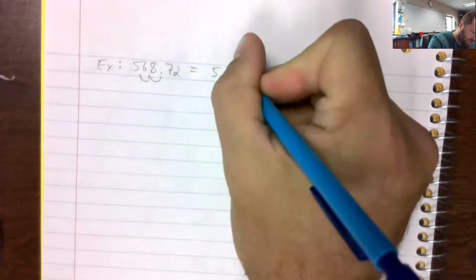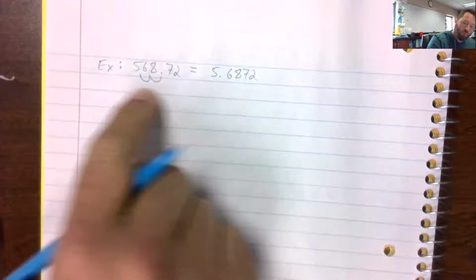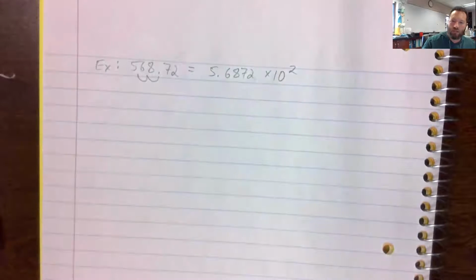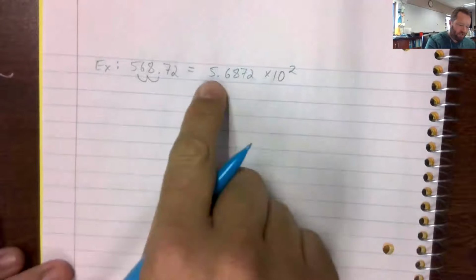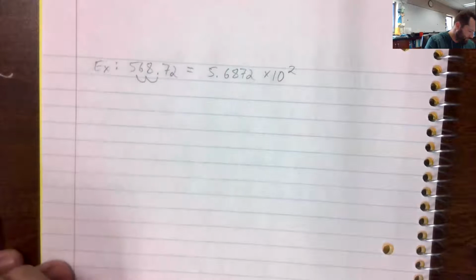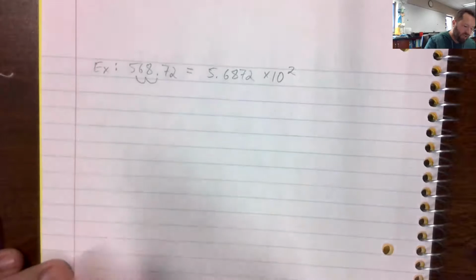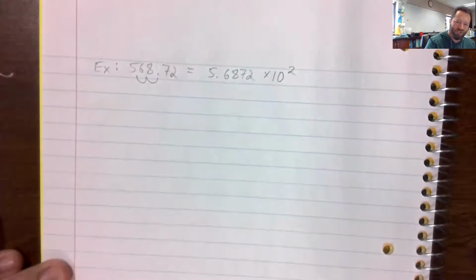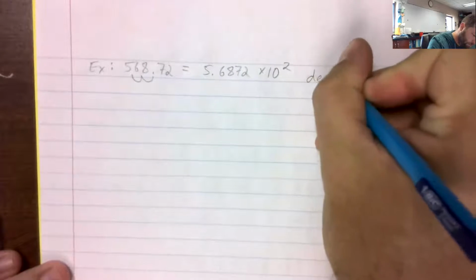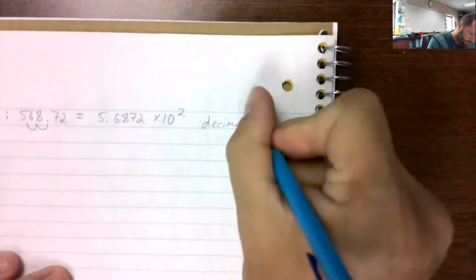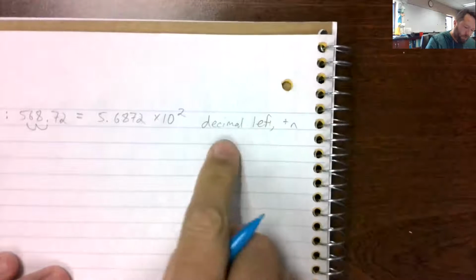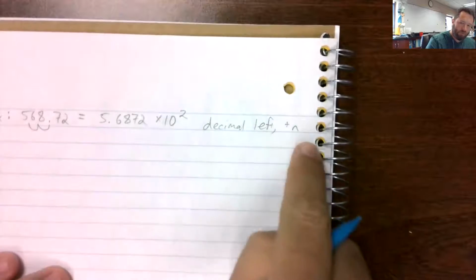So 5.6872. Because we bumped it twice, we're going to say times 10 to the second, or times 10 squared. And this value is our scientific notation for our standard value, 568.72. So when you move the decimal to the left, it's a positive integer. So decimal left, positive n.